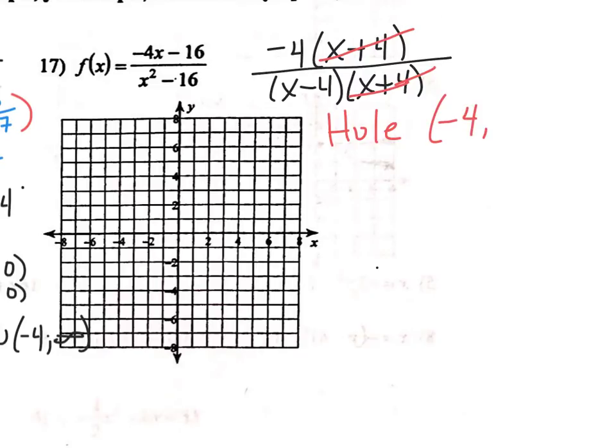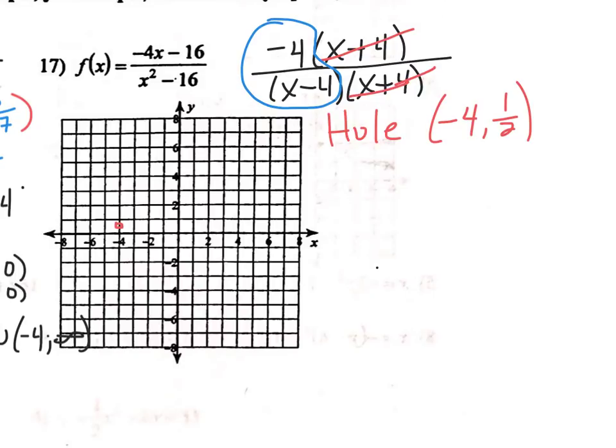And now I plug that -4 into the rest of my equation that's left over, this part right here. When I plug in a -4 there, I get -4 over -8, which is just 1/2. So I have a hole at -4, 1/2.